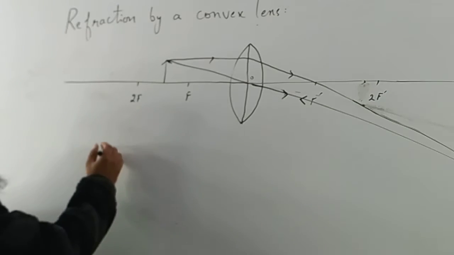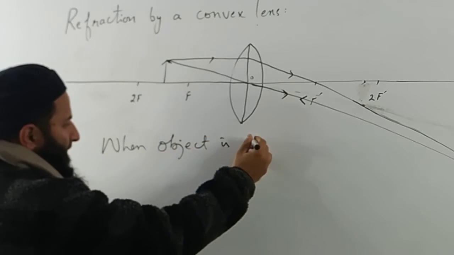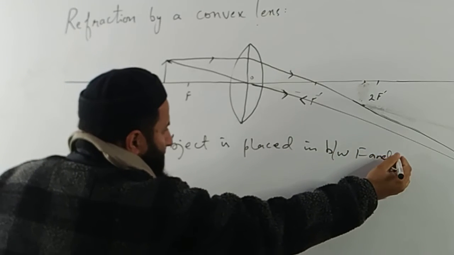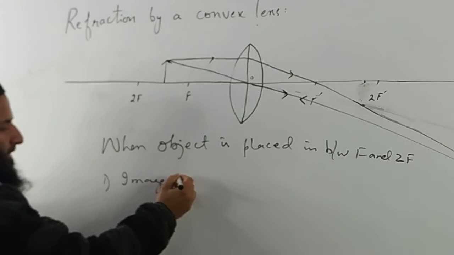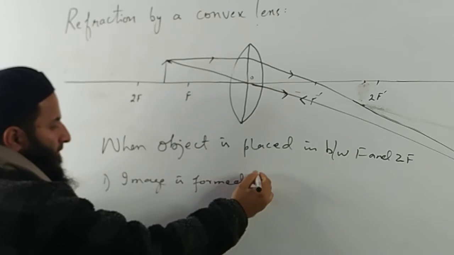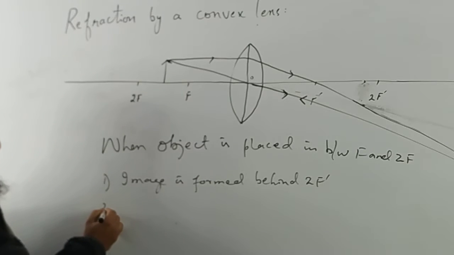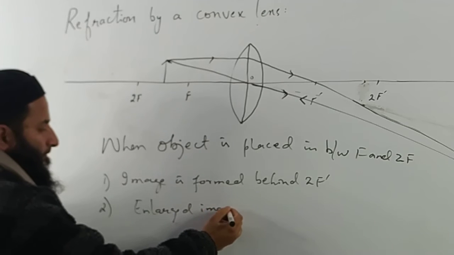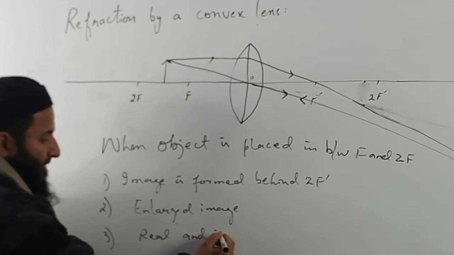So I can write now, when the object is placed in between F and 2F, then remember, the image is formed behind 2F dash. Okay, it is an enlarged image. Okay, it is a real and inverted image. You can check it there. It is real and inverted.